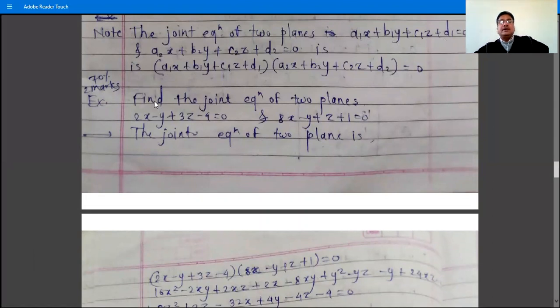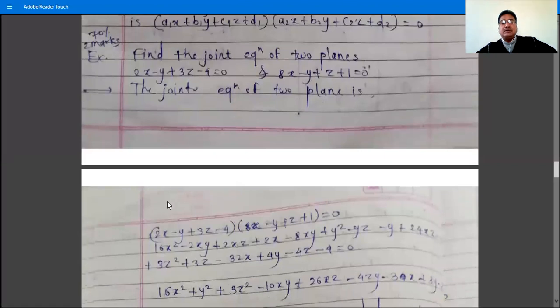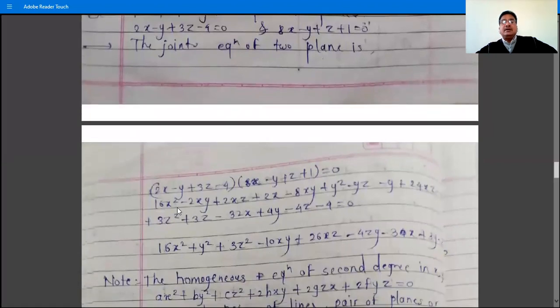So a question for 2 marks is: find the joint equation of two planes. The first plane is this and the second plane is this. So the joint equation of these two planes is what? Just write in brackets (2x minus y plus 3z minus 4) into (8x minus y plus z plus 1) equals 0. So a very simple answer. That is, the multiplication of the LHS equal to 0 is the equation of the joint planes.